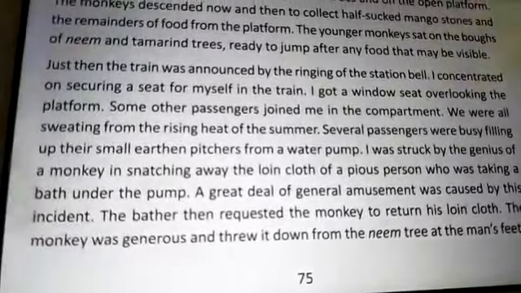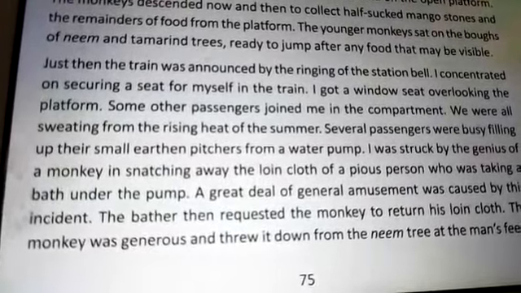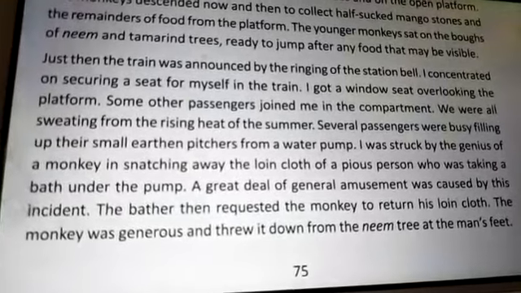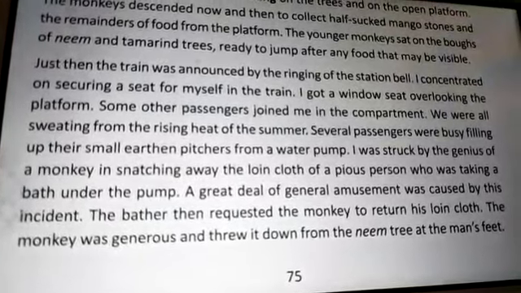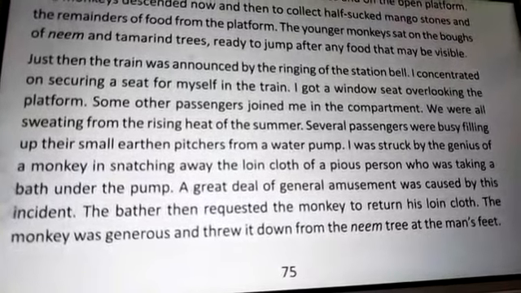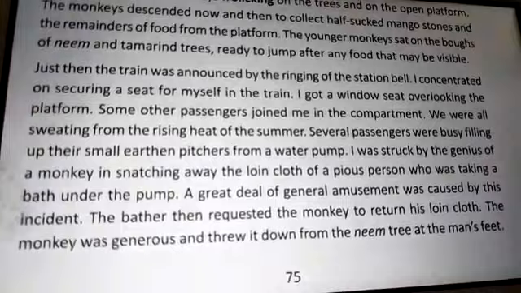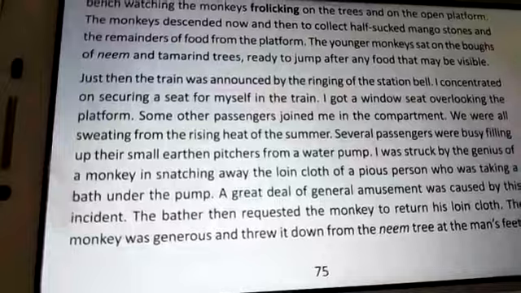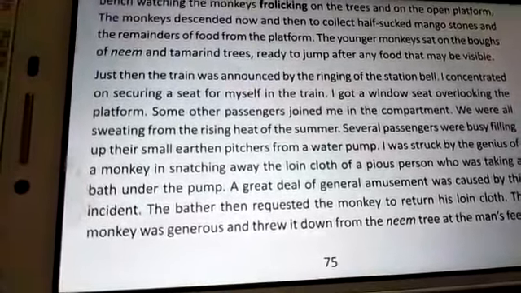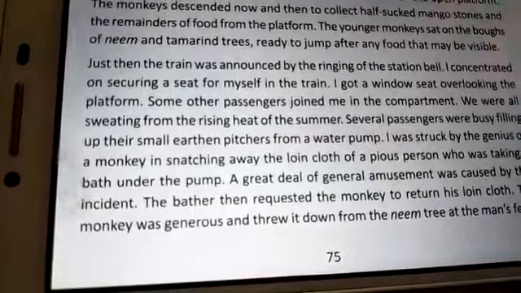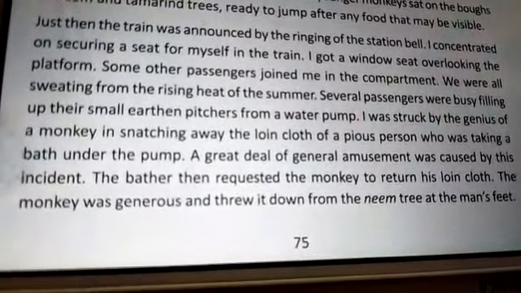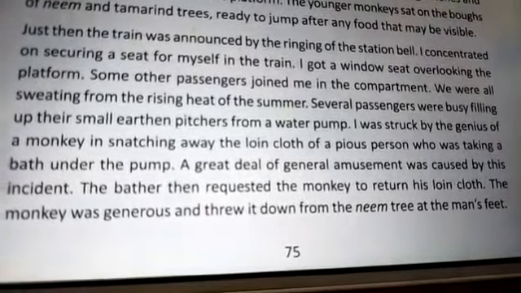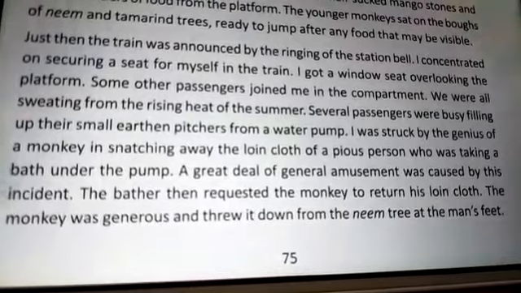We were all sweating from the rising heat of the summer. It was the sweltering heat of an Indian summer. Several passengers were busy filling up their small earthen pitchers from a water pump. So everybody was filling their pitchers. Pitchers, বাংলায় যাকে কুজো বলে, that pitcher, earthen pot. They were filling up those earthen pots with water because it was a very hot Indian summer. You have to drink more and more water to keep yourself hydrated during the summer in India.